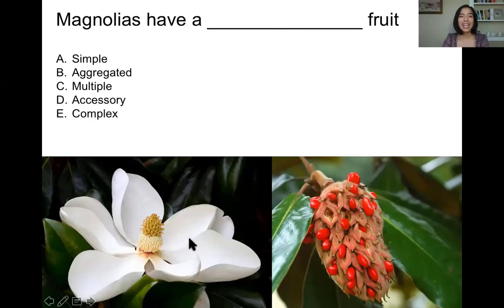What type of fruit do magnolias have? A, simple fruit. B, aggregate fruit. C, multiple fruit. D, accessory fruit. Or E, complex fruit. Okay, the right answer is aggregate, and that means one flower with multiple pistils. This is the case of the magnolia, aggregate fruit.